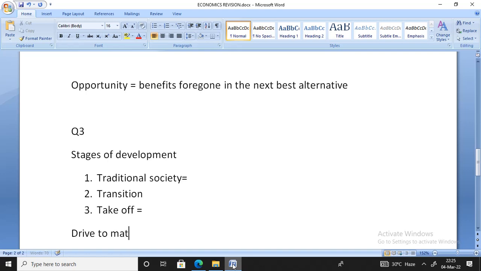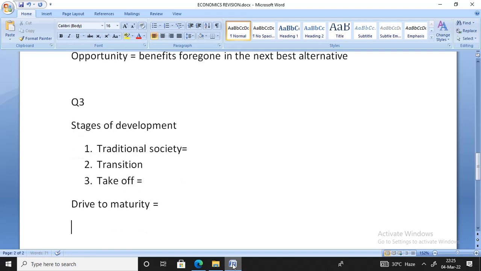Then the fourth stage is called the drive to maturity. Here we saw the base of diversification. People started diversifying to other productions. So we saw the base of a wide range of products, because now people are switching to other productions as well.